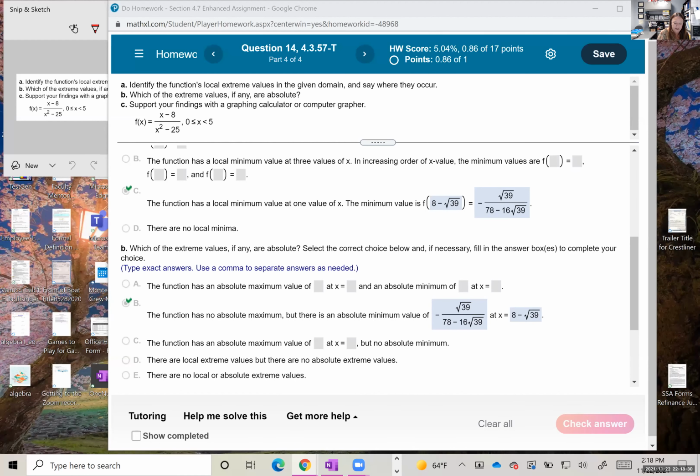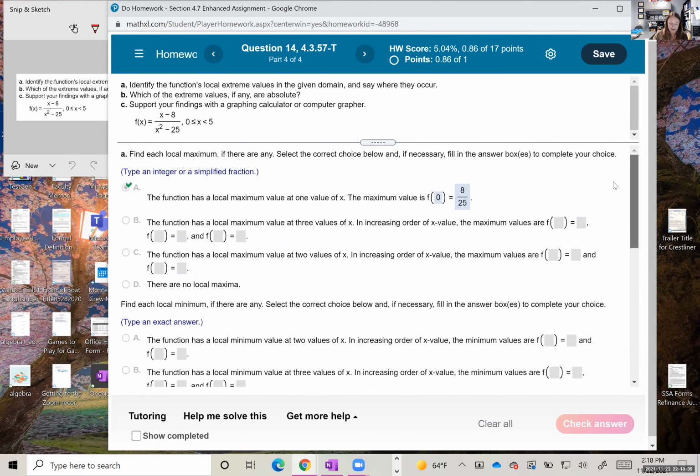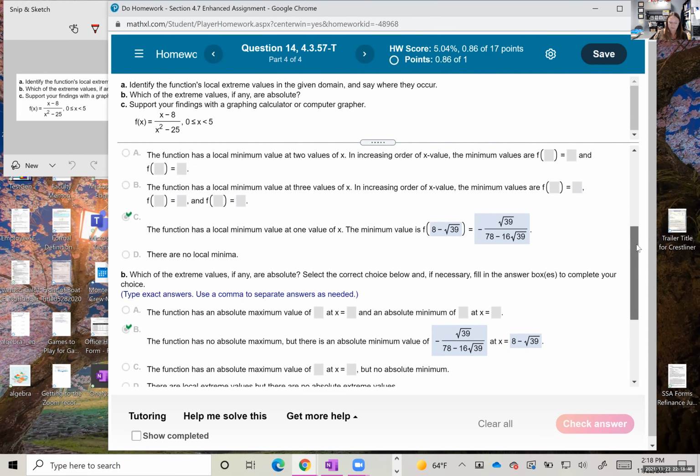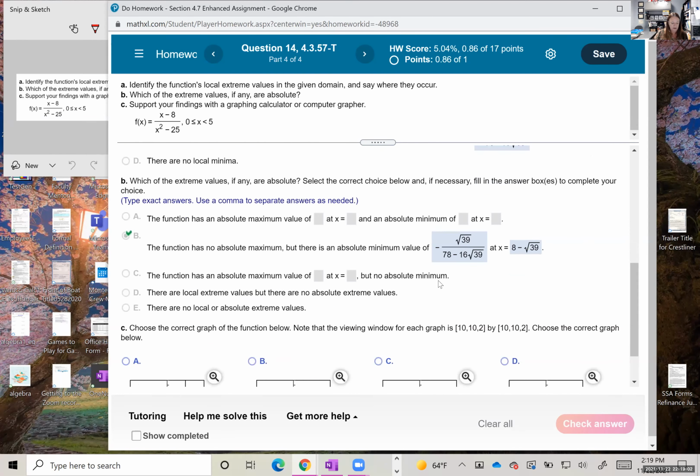Okay, so we have found those values and we had just come in and plugged those values into my MyMathLab. And so we saw that there was a local maximum when x was 0. Plug that into the original function, we got 8 over 25. We saw that it had a local minimum. We could just plug in 8 minus square root of 39. We plug that into our original, and I just simplified a little bit. I didn't rationalize the denominator or anything, and it took it. And we also said that that local min was also an absolute min. And then we were done.